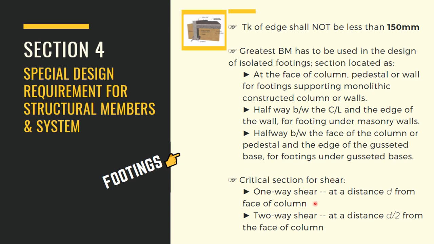For one-way shear, the critical section will be located at a distance d from the face of the column. In case of two-way shear, it is at a distance d by 2 from the face of the column. So this is about the footings.